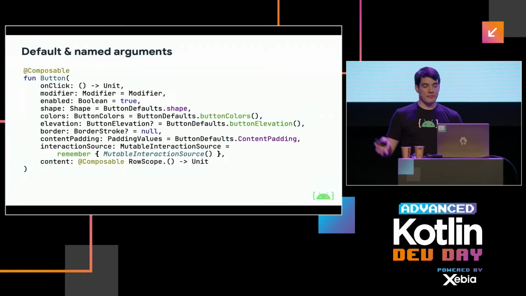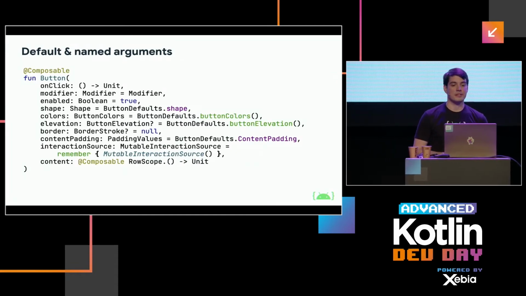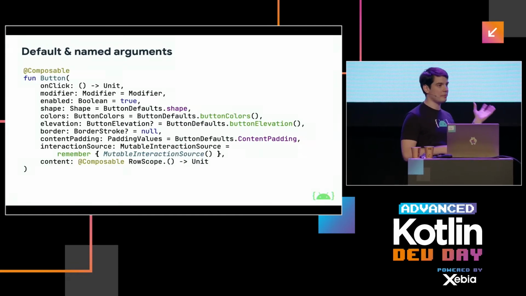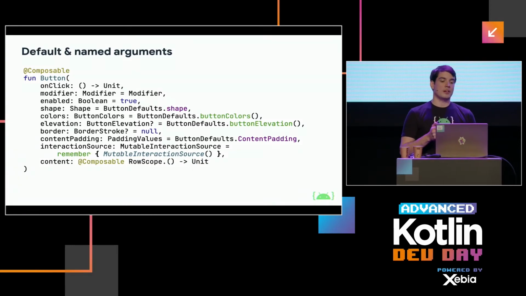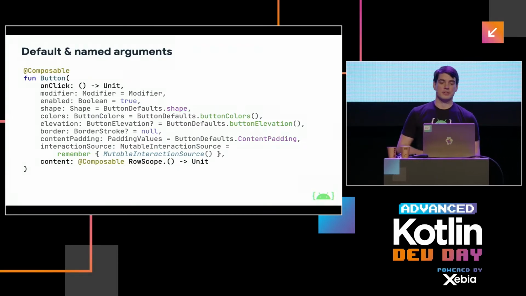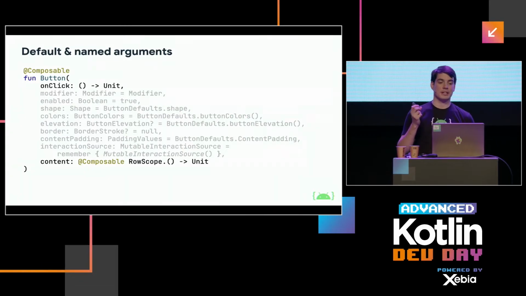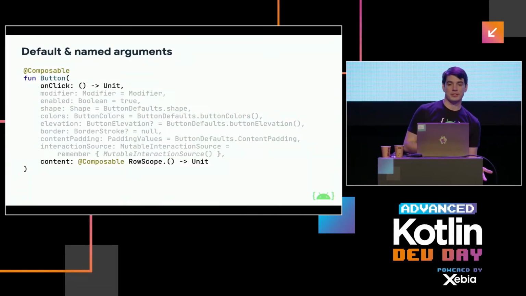And the same pattern can be found in other basic composables as well. Here's, for example, the button composable. Again, a lot of parameters, a lot of default values, but only a few required ones. So if we take a better look, we'll see that there's only 2 required parameters to a button.